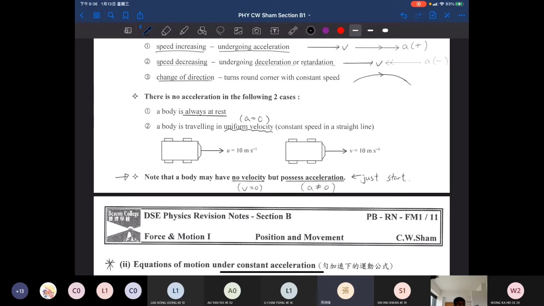The second point is if it is moving with a uniform velocity, which means no change in direction. Velocity includes direction, so uniform velocity means without changing the direction. Note that a body may have no velocity but possess acceleration, when it is momentarily at rest.